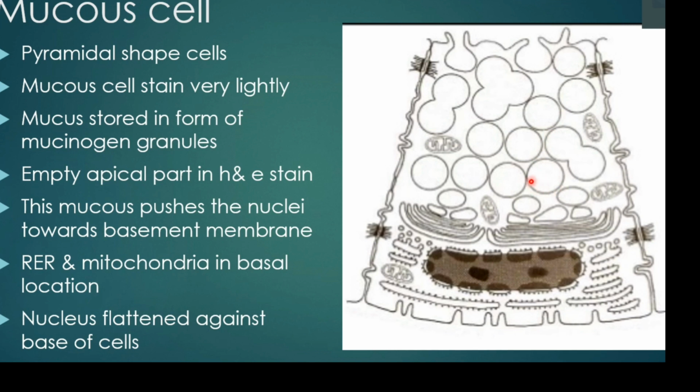So you can see these are the mucinogen granules which are present, and these mucinogen granules push the nucleus towards the basal area, and this nucleus is flattened and present against the base of the cell. In addition to this, a large number of RER are also present, and Golgi complex is also there. Intercellular interdigitation of the cell membrane, and also the tight junction between the cells are present over here.